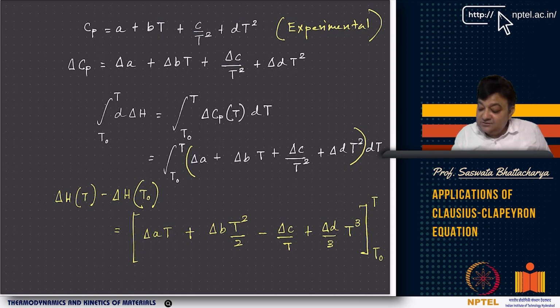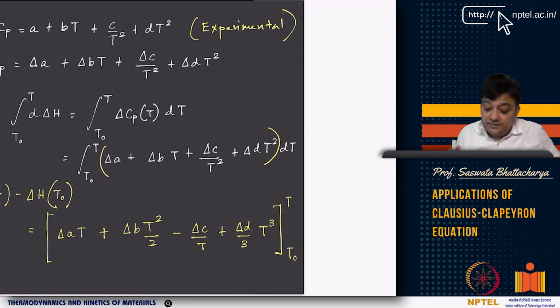And again, this has to be put as T and T naught. So if I do that, I basically get the change in enthalpy during the transformation as a function of the coefficients that we have determined experimentally for the heat capacities of the coexisting phases. That is, here in this case, it is epsilon and beta, right?